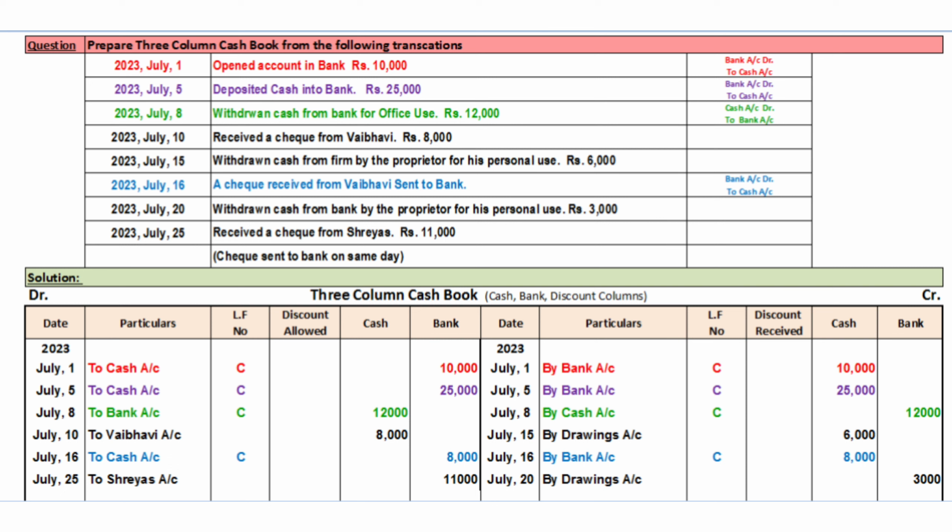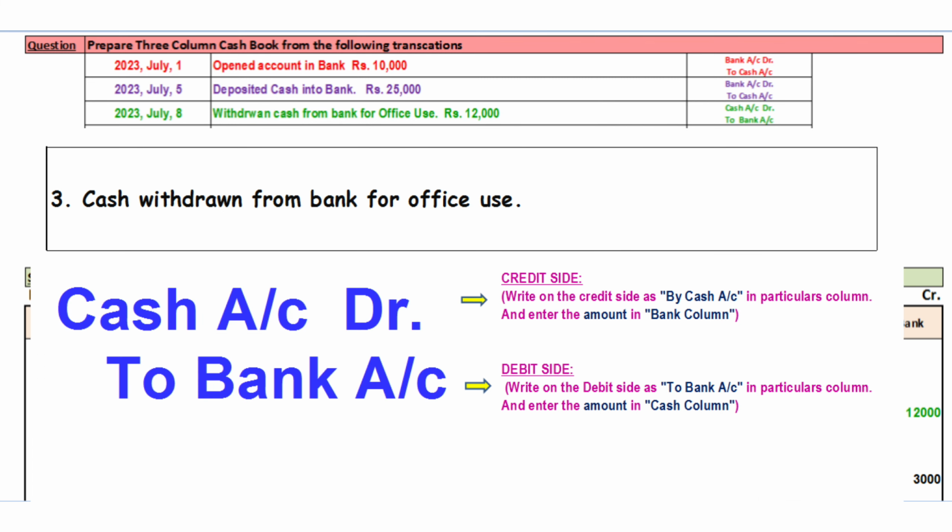Now observe the 8th dated transaction, withdrawn cash from bank for office use. This is also a contra entry. When we withdraw cash from bank for office use, this is also a contra entry. What is the entry for that? Cash account debit to bank account. Cash is coming in and bank is giving the benefit. So hence we record that entry.